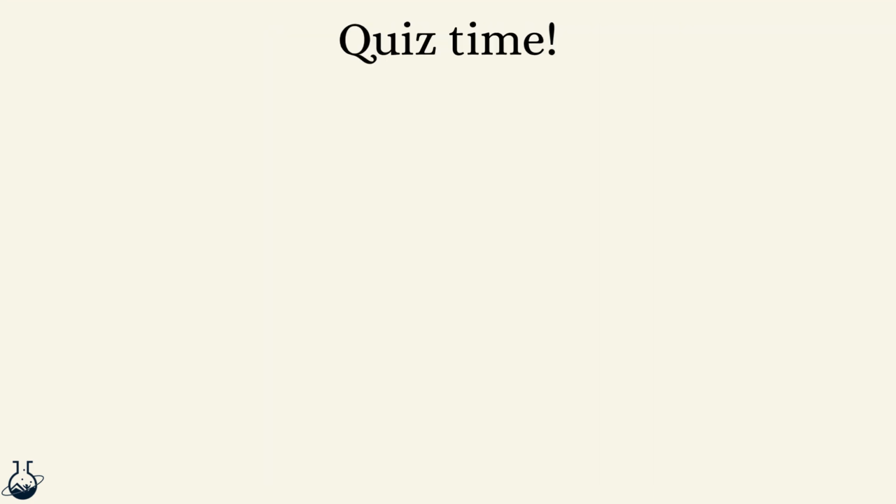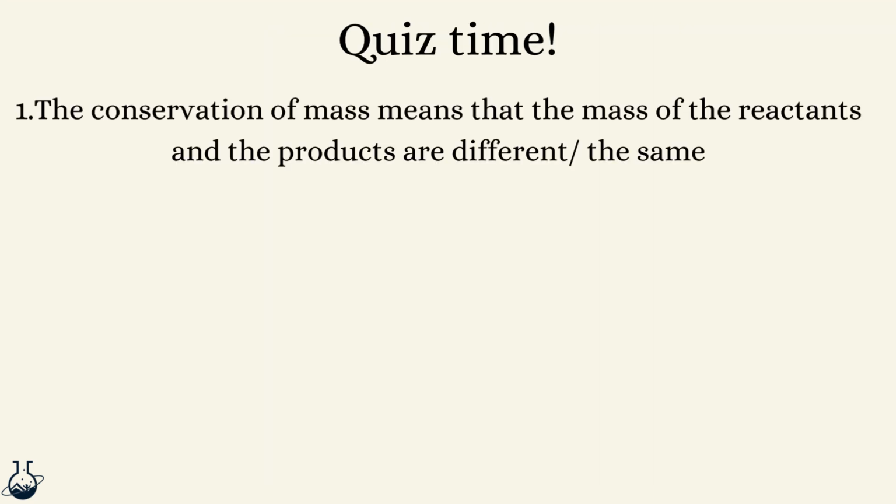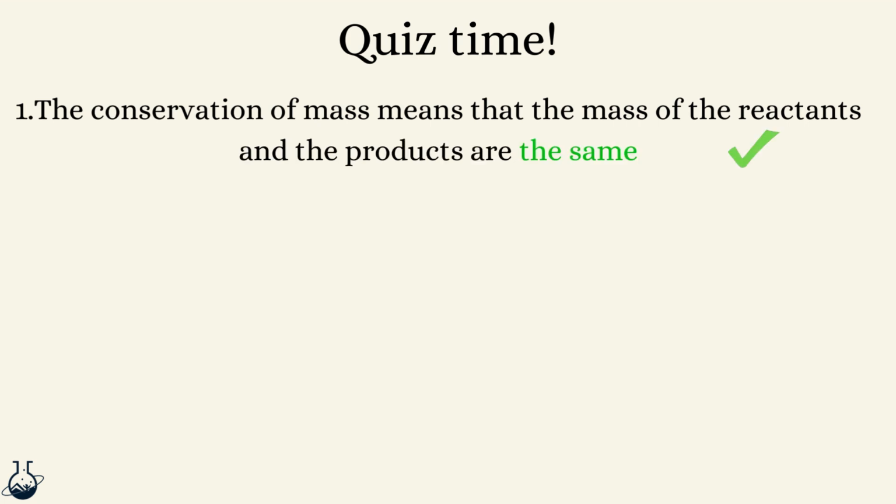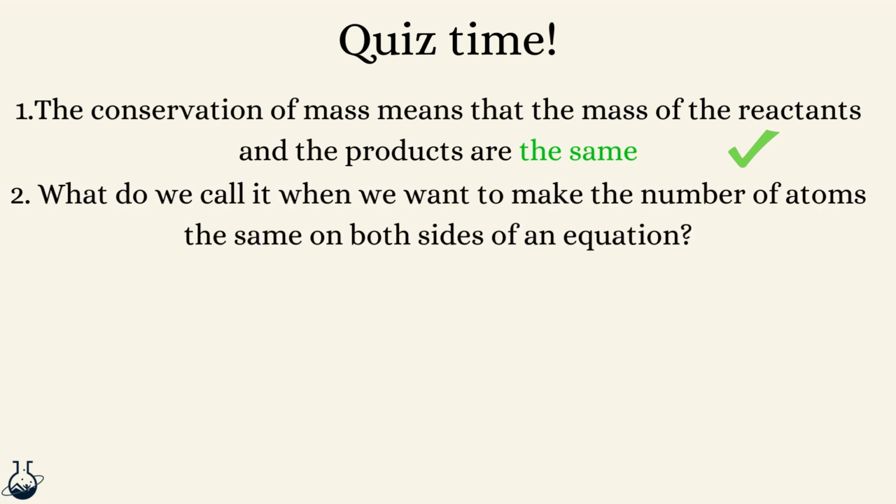Time for our end of video quiz. Question 1. The conservation of mass means that the mass of the reactants and the products are different or the same. They are the same. Question 2. What do we call it when we want to make the number of atoms the same on both sides of an equation? We can call this balanced or balancing equations.